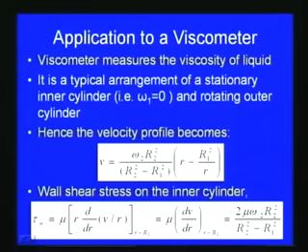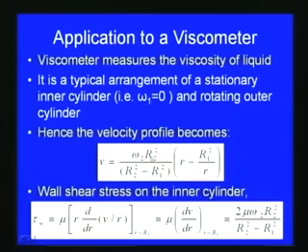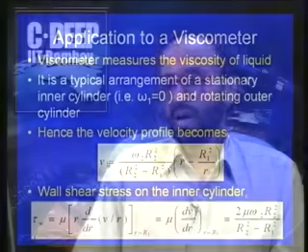With respect to the earlier equation which we derived, the velocity profile can be written as v = ω2 r2²/(r2² − r1²) × (r − r1²/r). Then we can get the wall shear stress on the inner cylinder by using Newton's law of viscosity. Here we have v, so we can use Newton's law of viscosity to get the wall shear stress on the inner cylinder.